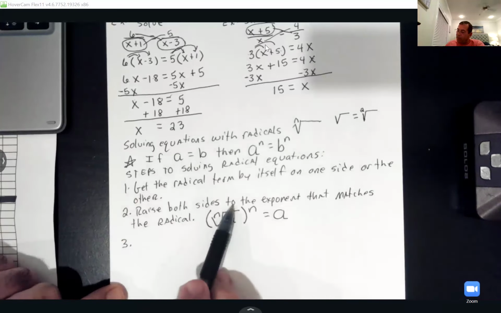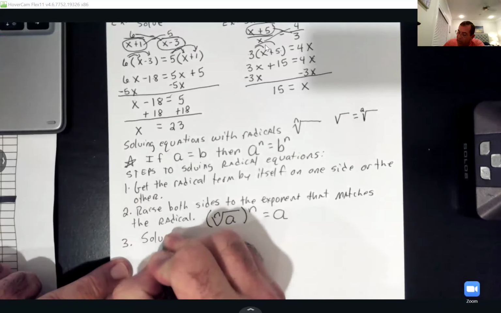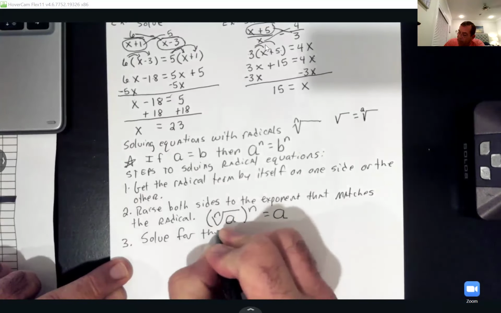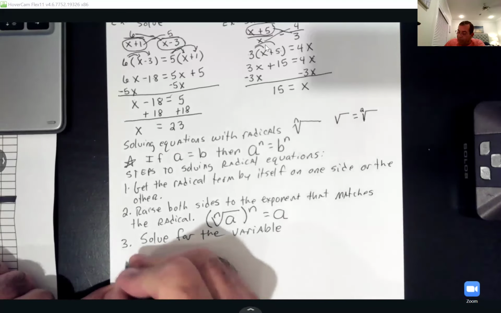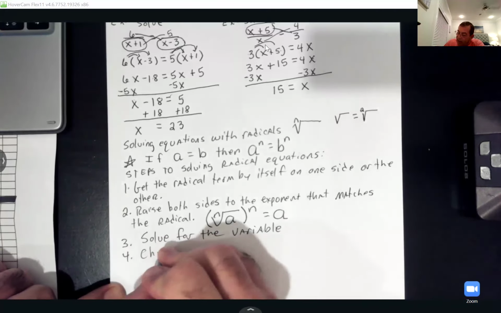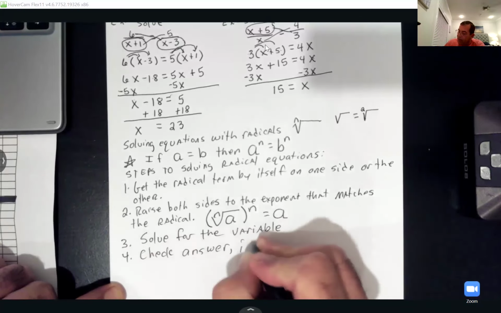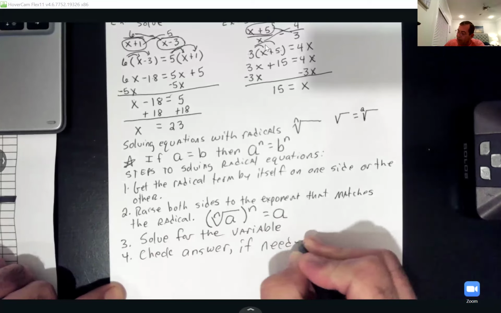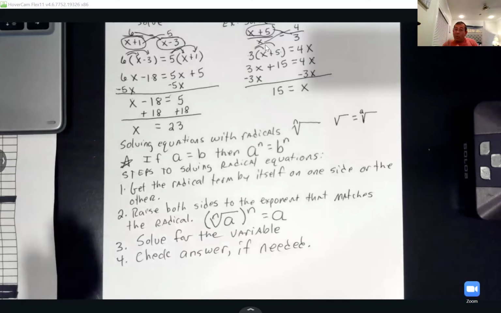So y'all, once we raise both sides to the exponent that matches the radical, the radical will be gone. And at that point, we solve for the variable. And then check the answer if needed. And that's a good thing about equations. We can plug our answers back in and see if we get what we're supposed to, okay?